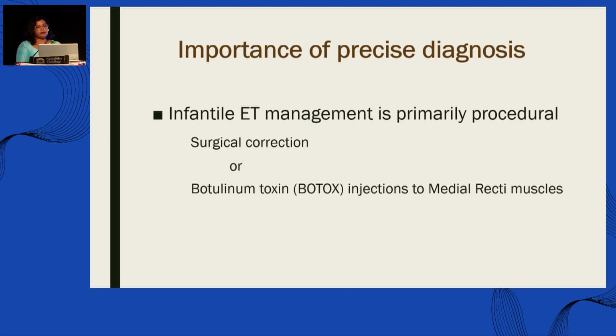So why is it important to diagnose this precisely? Because the management of infantile esotropia is primarily procedural intervention, either surgery or injection of botulinum toxin. When you compare with the other differential diagnoses, those are mainly non-interventional, so it's important to diagnose properly.